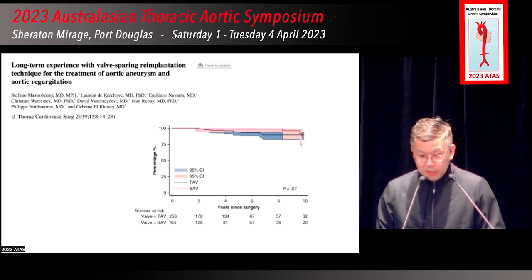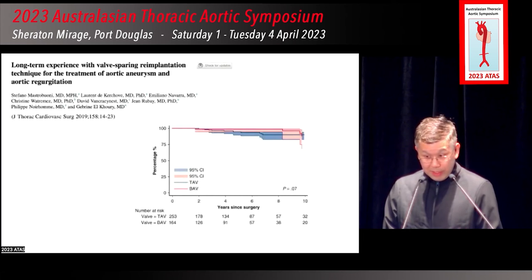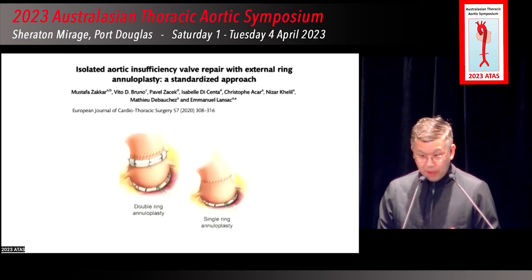This is the Brussels group, which did mostly reimplantation. And again, whether it's a trileaflet valve or bicuspid valve, your percentage of risk of AI or death was relatively low at long-term follow-up.